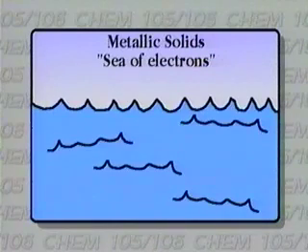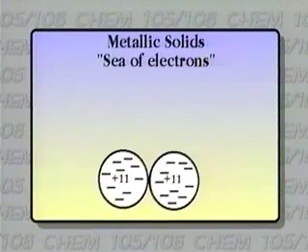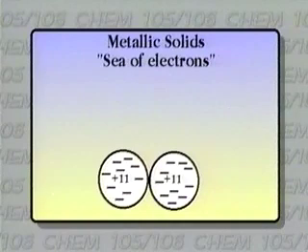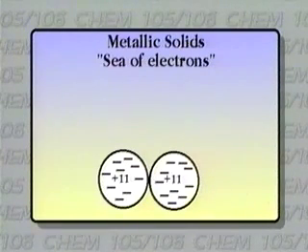Let's just look at 2 atoms here. Let's pick 2 sodium atoms. All right, and so we have a sodium atom and we have a sodium atom here. And they have a positive nucleus. Each one has a +11 nucleus. And surrounding that are 11 electrons.